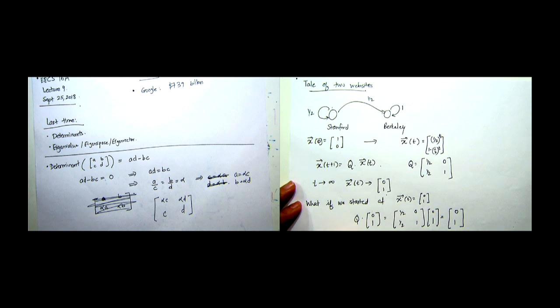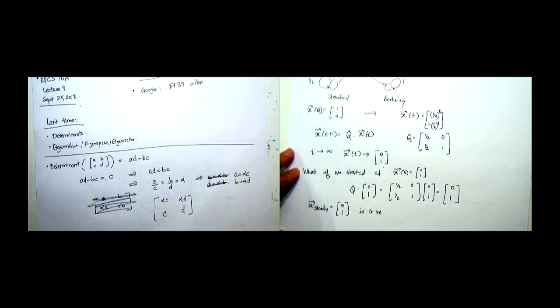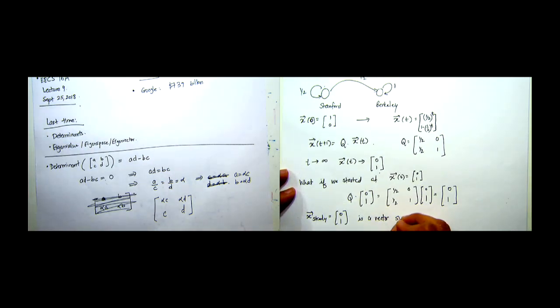So x steady is equal to 0, 1 is a vector such that q times x steady is equal to exactly x steady. It doesn't change even when the transition matrix is applied to it. This is what we call a steady state vector. So if you start out in a steady state vector, basically you never leave. And so we see that this is one example of a steady state vector, right, for this transition matrix.